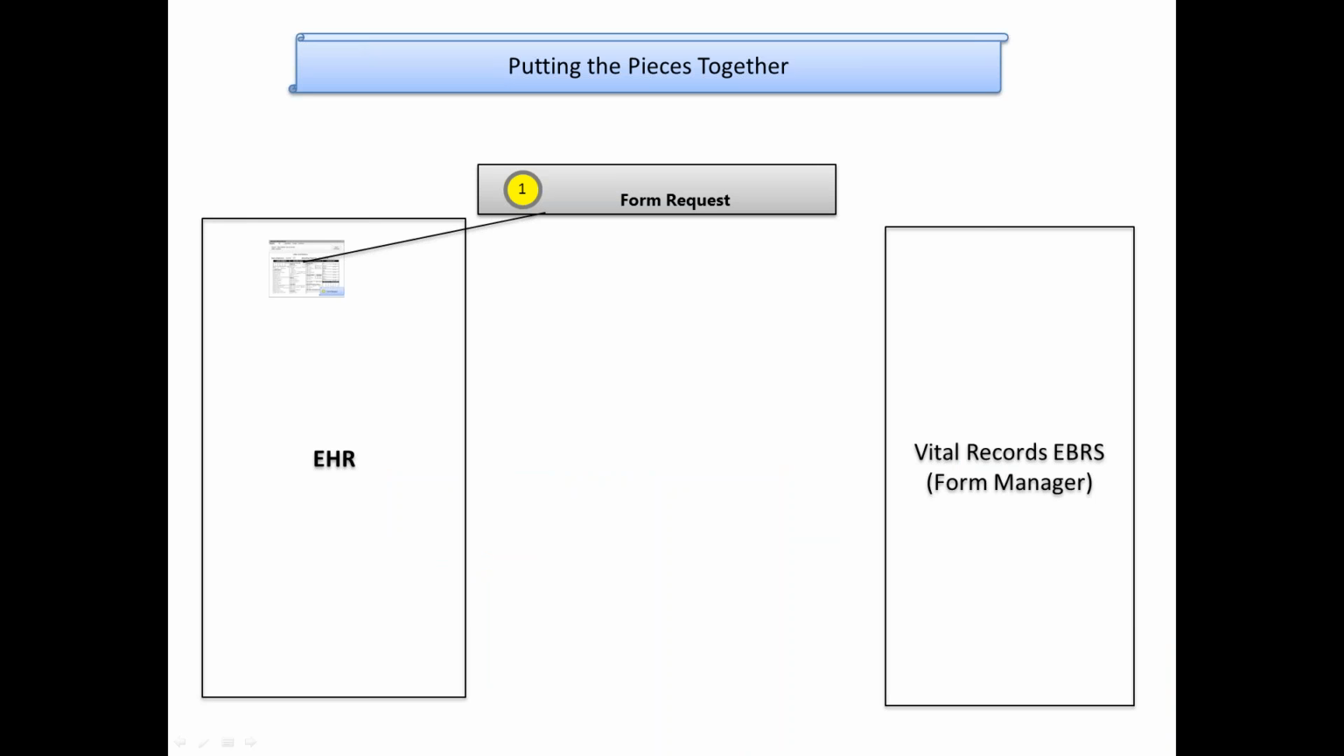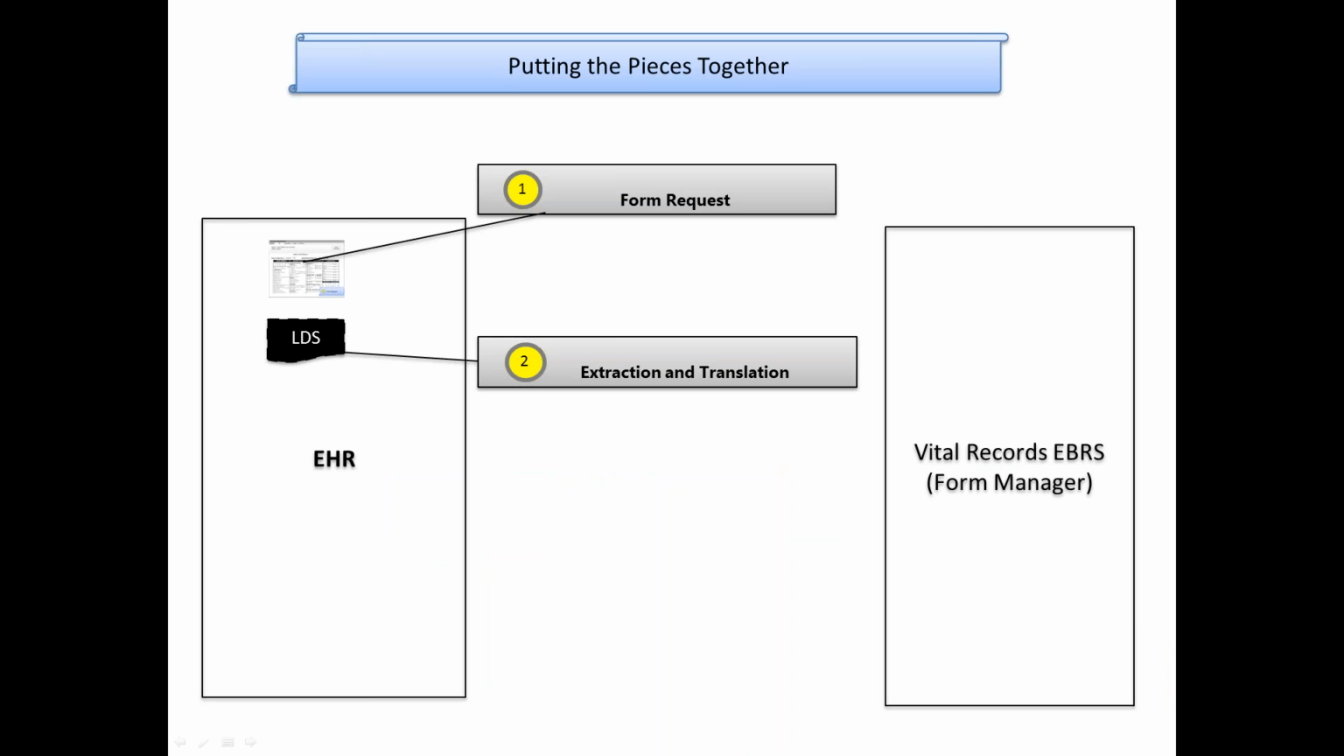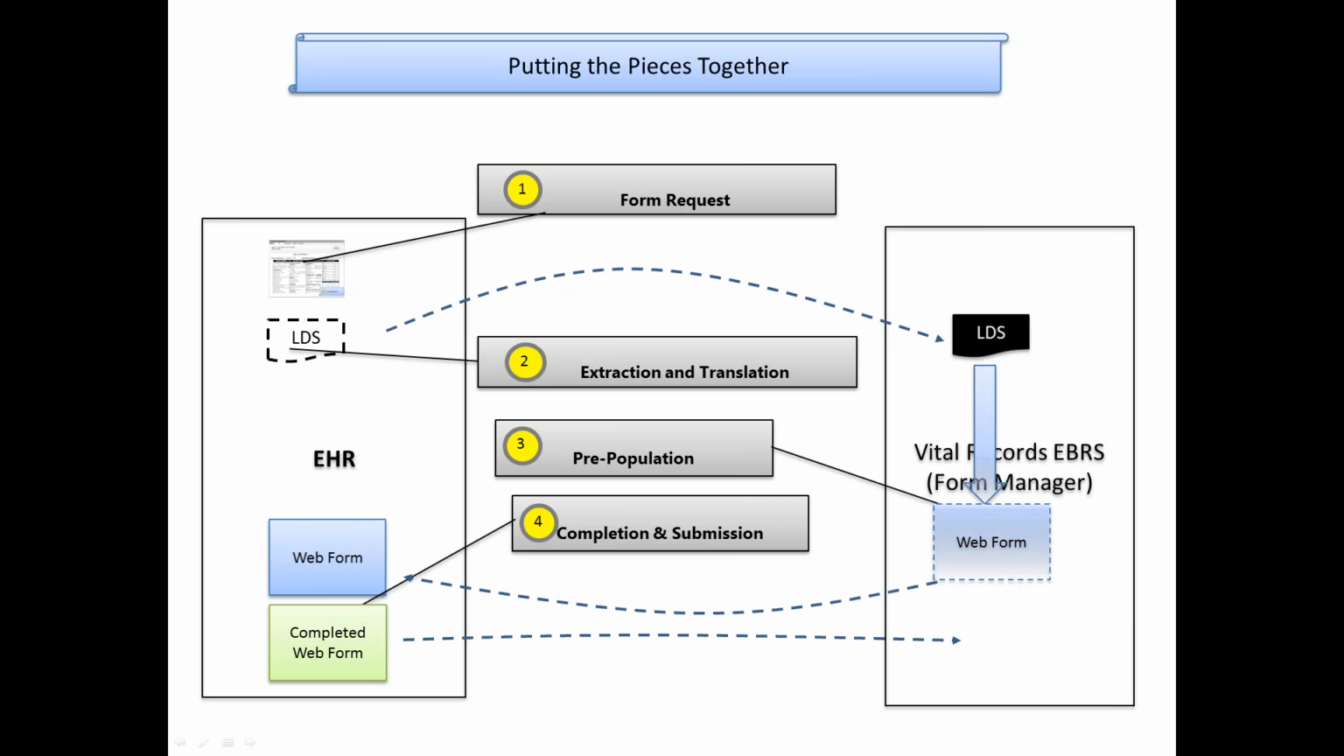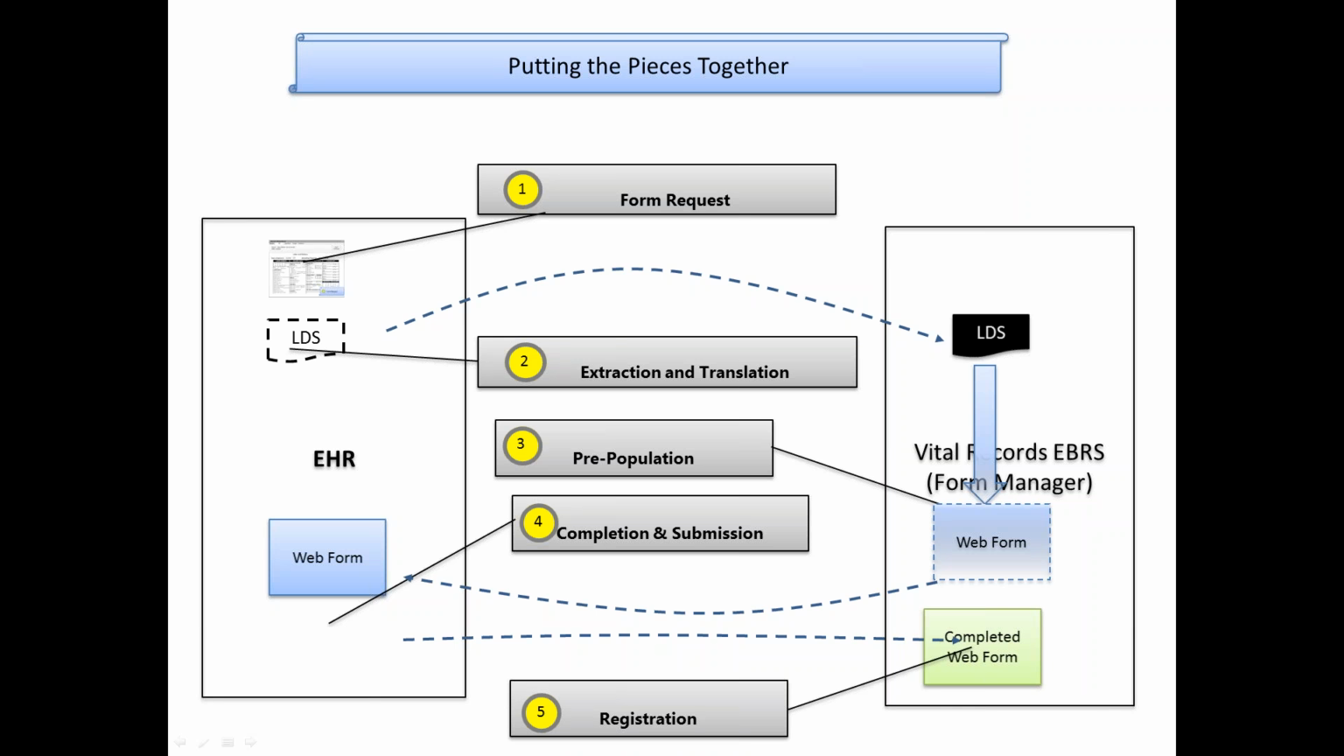Putting the pieces together, it starts back at step 1 with a form request in the EHR where the birth clerk clicks a button. That extracts and translates information into a standard HL7 CDA document, which is sent to the form manager. The form manager pre-populates a web form, then sends the pre-populated form back to the EHR, where the form is completed by the birth clerk and submitted back to the form manager, where it is registered. And those are the 5 steps of the BFDR process.